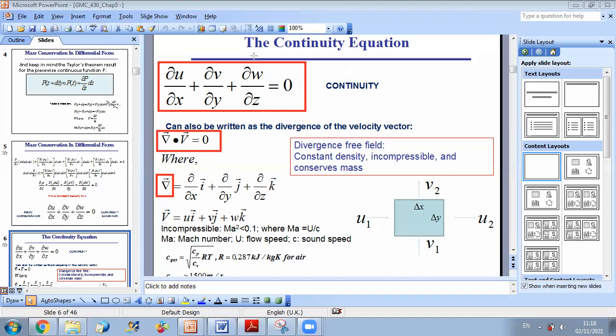Now we say that the incompressible assumption will hold in case the Mach number squared is smaller than 0.1. And what is the Mach number? The Mach number is defined as the flow speed over the sound speed in this fluid. Okay? So even sometimes if you have gases which are compressible, if the Mach number calculated is smaller than 0.1, you can treat them as incompressible flows. Okay?